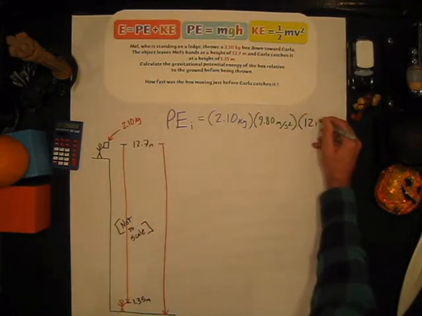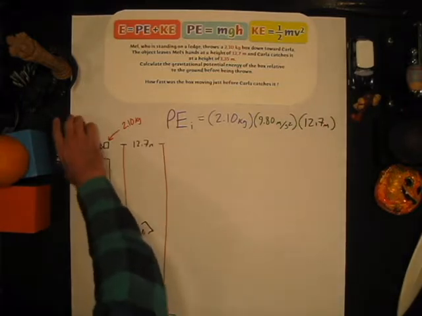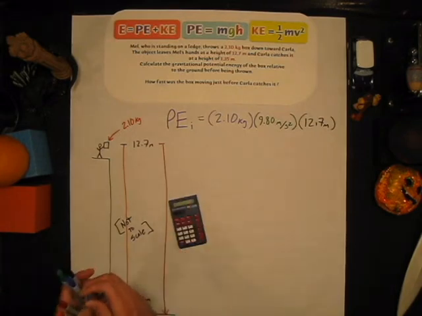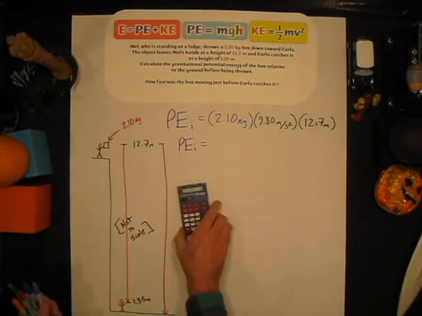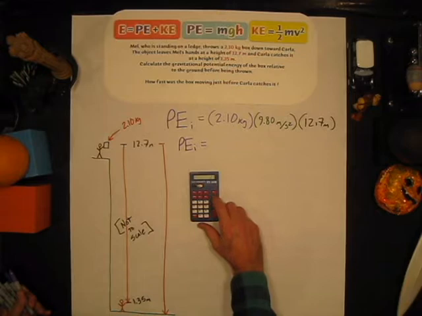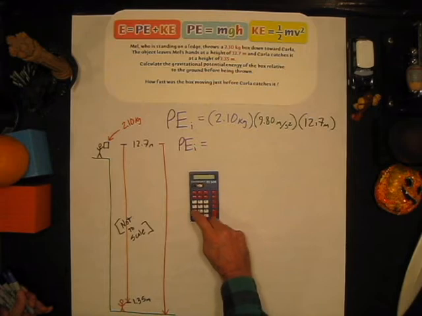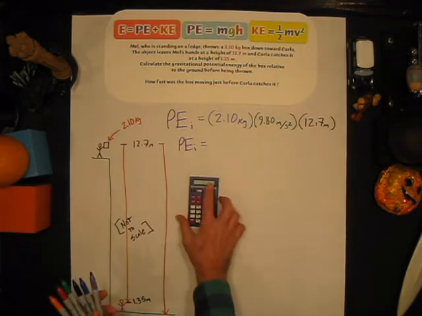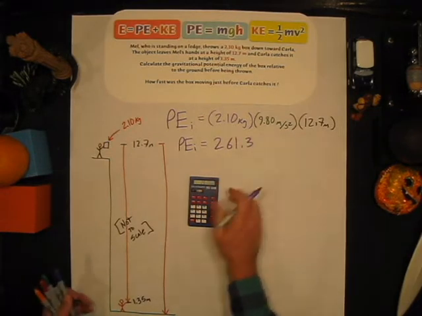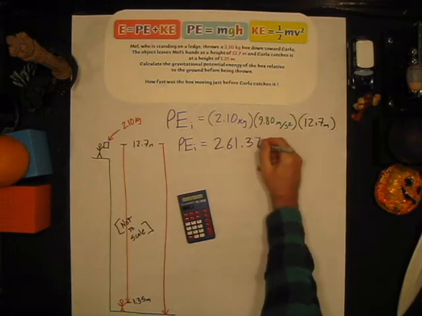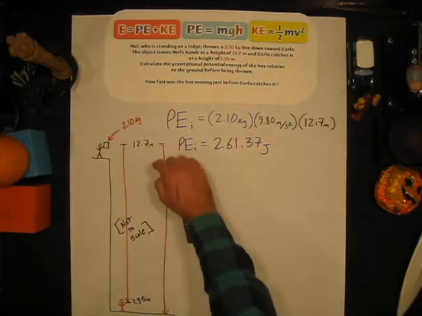12.7 meters. That's the full height from the ground. So let's just multiply these together. This is an easy one. Potential energy initial equals 2.1 times 9.8 times 12.7 equals 261.3, and it rounds to a 7, joules. So that is our initial potential energy.